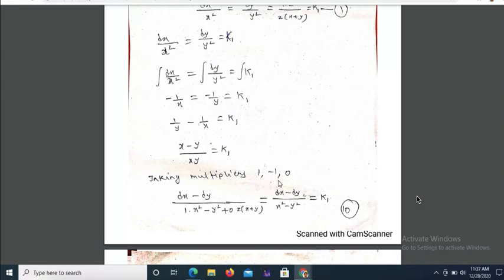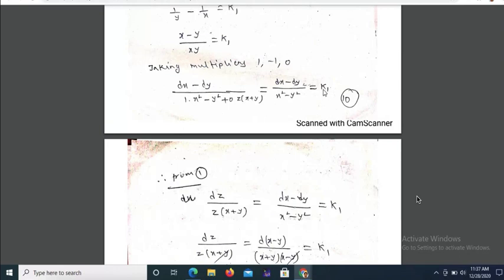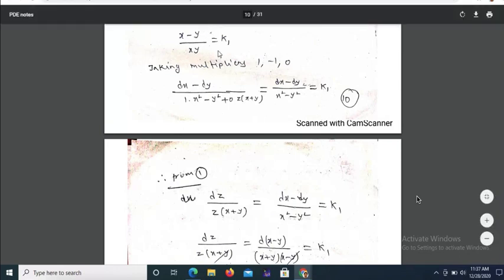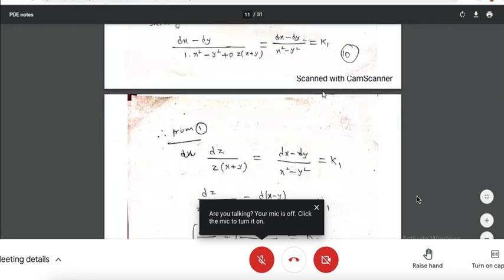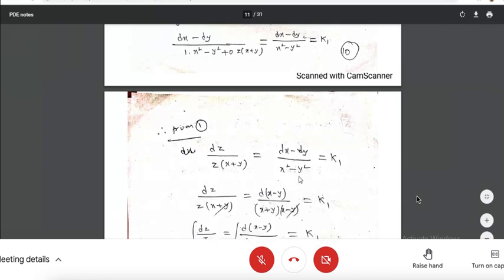Say I selected 1, minus 1, 0, that is l, m, n. You write l dx minus m dy plus 0 into dz, that is dx minus dy, divided by this, and you will get x squared minus y squared, equal to k1. Actually it is better to take a small k1, otherwise you will get confusion. Now dz by z into x plus y, from equation 1. I will write dx minus dy by x squared minus y squared equal to dz by z times x plus y. Now you can cancel these two.